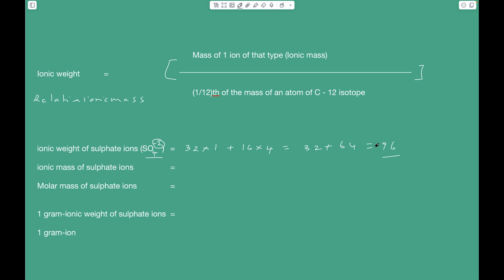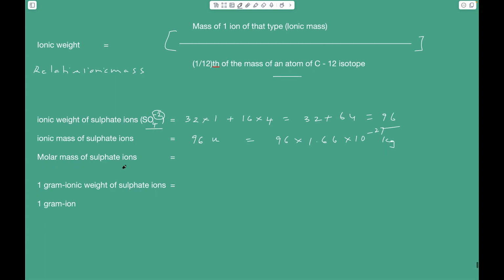That is, 1 sulfate ion is approximately 96 times as heavy as our standard or reference. Then what is the ionic mass of sulfate ion? That is the mass of a single sulfate ion, and you know the drill. It is simply its ionic weight expressed in unified atomic mass units, 96 u, or in kilograms it is 96 multiplied with 1.66 times 10 to the power of minus 27. And what is the molar mass of sulfate ions? Again, you know the drill. It is simply its ionic weight in grams per mole.